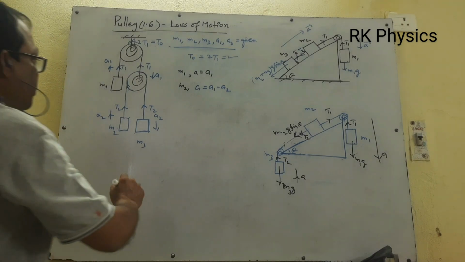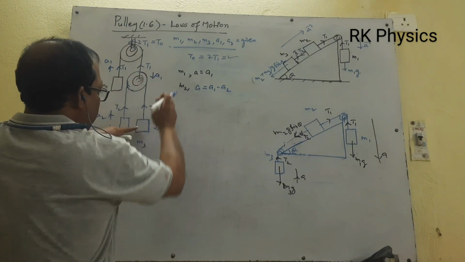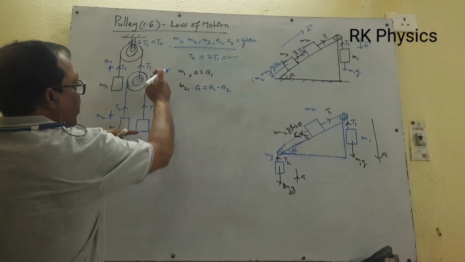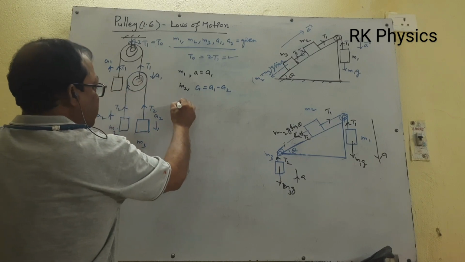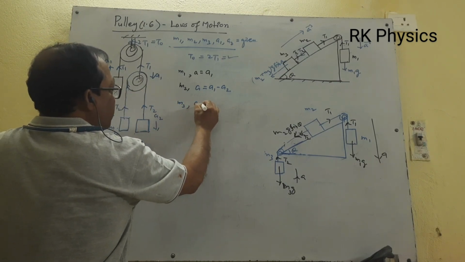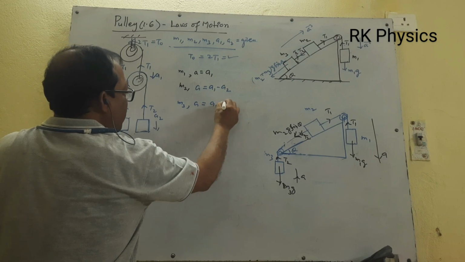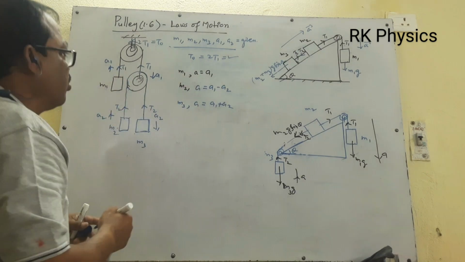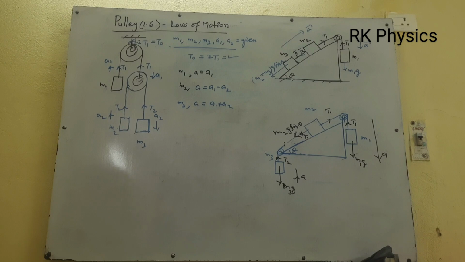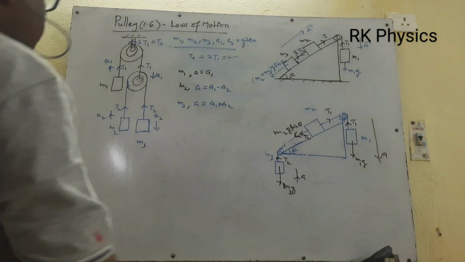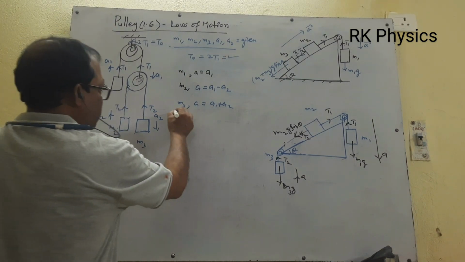Okay. Similarly, the pulley is down with a1, and m3 is again down with a2. Two vectors are along the same direction. Therefore, for m3, a equal to a1 plus a2. So it is possible to calculate in this way. What are the accelerations of the three masses? Then find the equations.